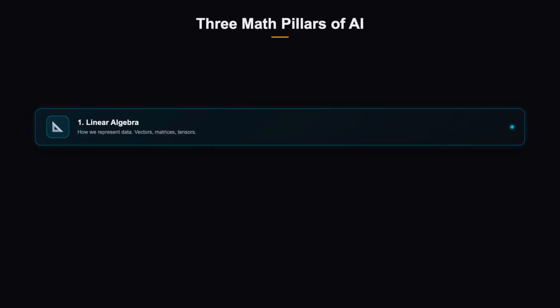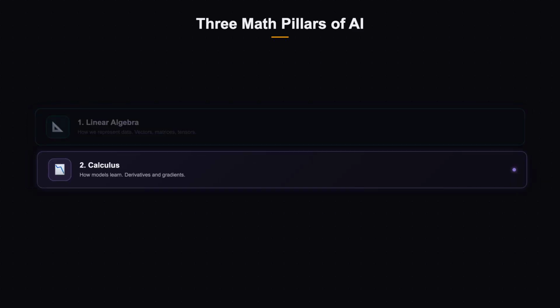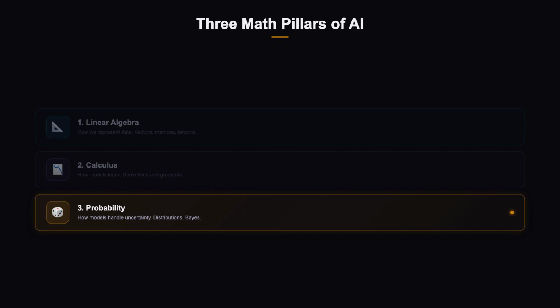AI math comes down to 3 pillars. First, linear algebra. This is how we represent data. Vectors, matrices, tensors. Second, calculus. This is how the model learns. Specifically, derivatives and gradients. Third, probability. This is how models handle uncertainty. Distributions and Bayes' theorem. That's it. Master these 3, and you understand the math behind every AI system on the planet.